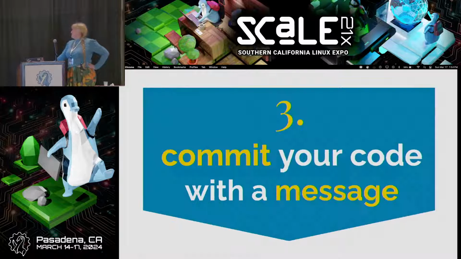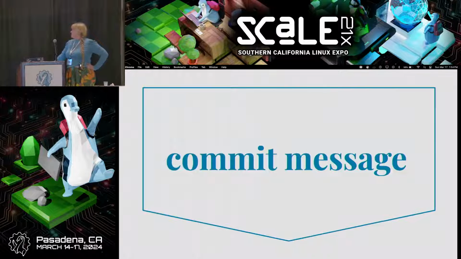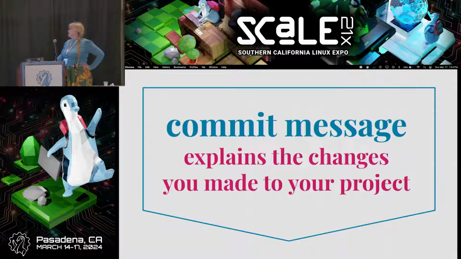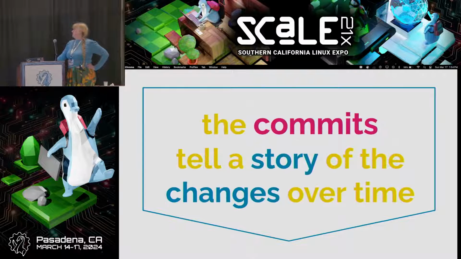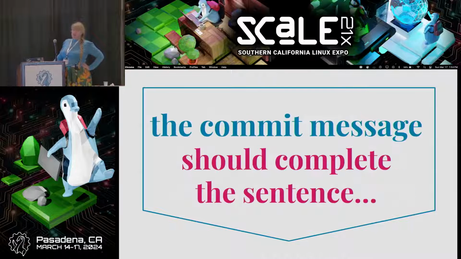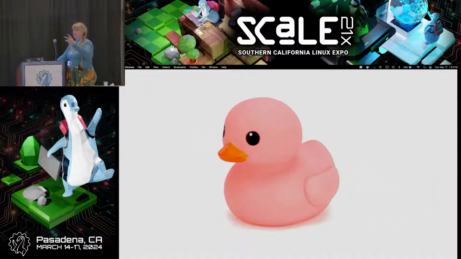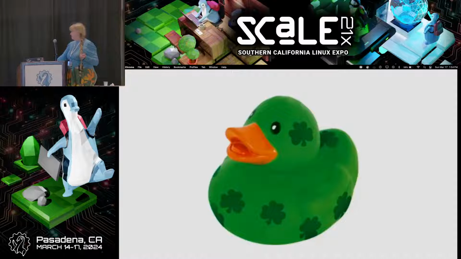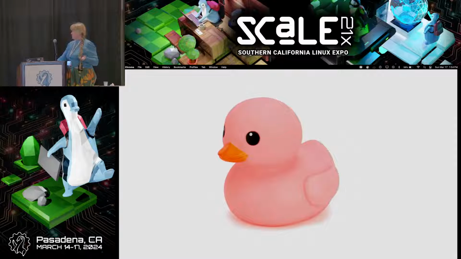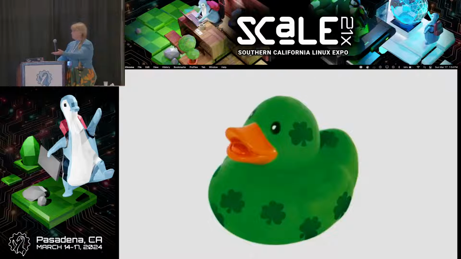Back to step 3, when you commit your code with a message, you use a commit message. The commit message explains the changes that you made to your project. The commit tells the story of changes over time. The commit message should complete the sentence, when I add these changes, it will... What have we done here? Eric, what did we do?